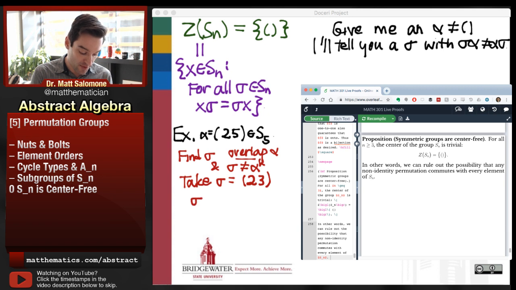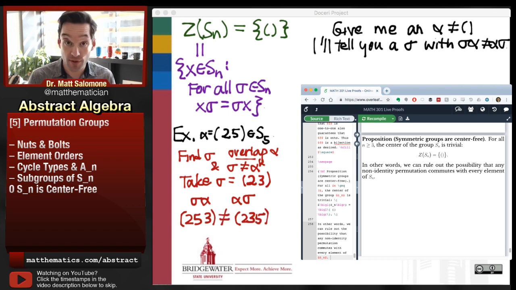Then we can compute sigma alpha and alpha sigma. If I do sigma alpha, for example, alpha is going to act first, and alpha does 2 goes to position 5, and then sigma is going to act, and 5 doesn't go anywhere, so 2 goes to 5. So sigma alpha is (2 3)(2 5). I'm going to skip the calculation here. That's (2 5 3). This ends up being (2 3 5). And we can see those are different 3-cycles. They're different permutations from one another. One of them happens to be the other's inverse, but that's okay.